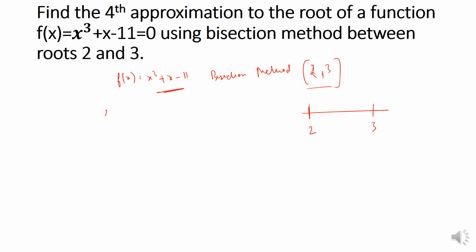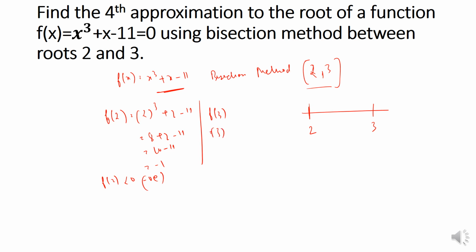So as I was saying in the previous slide, now this is 2, now this is 3. First of all we have to make sure, we have to find f of 2, which is 2 cube plus 2 minus 11. 2 cube is 8 plus 2 minus 11. This is 10 minus 11, which is equal to minus 1. So f of 2 is less than 0, that is negative. Now let us find f of 3. F of 3 is 3 cube plus 3 minus 11. 3 cube is 27 plus 3 minus 11. This is 30 minus 11, which is 19. This is positive. Therefore root will lie in between 2 and 3.